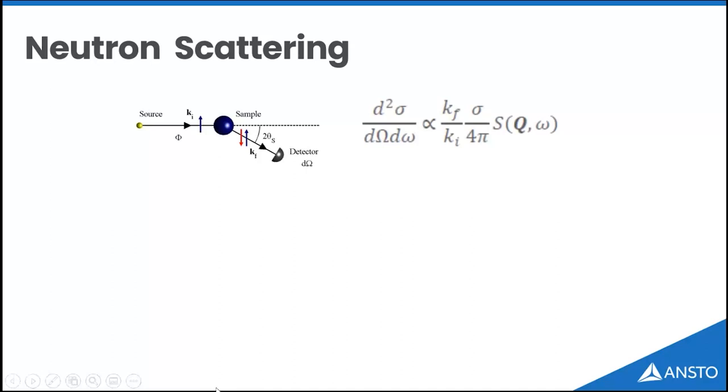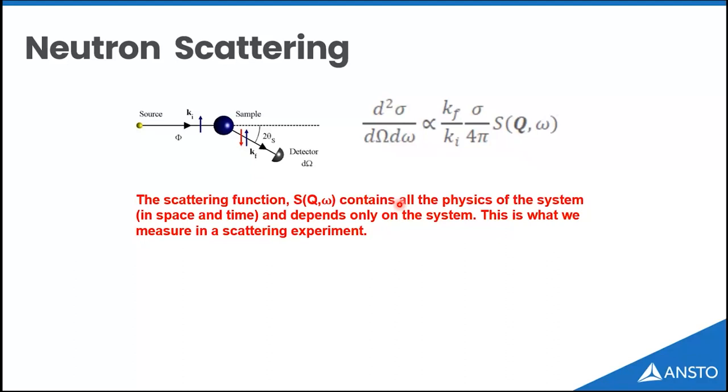Yeah, I just try to maybe use the least point. We measure what is called the double differential cross section, which is basically the probability for the neutron to scatter into different directions with different energy. This double differential cross section is proportional to a scattering function we call S(Q, omega). This S(Q, omega) contains all the information about the samples.